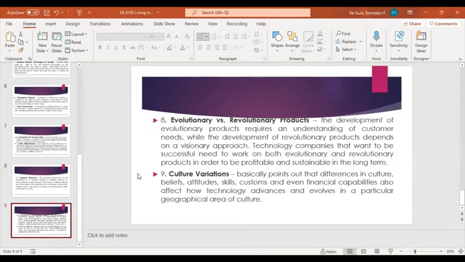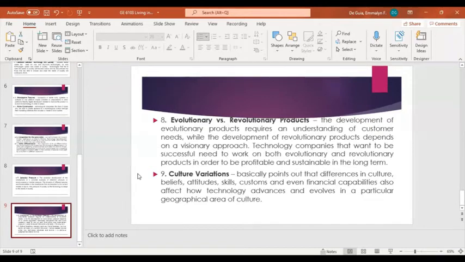Then evolutionary versus revolutionary product. The development of evolutionary products requires an understanding of customer needs, while the development of revolutionary products depends on a visionary approach. Technology companies that want to be successful need to work on both evolutionary and revolutionary products in order to be profitable and sustainable in the long term. Okay, so these two types of products are very essential.